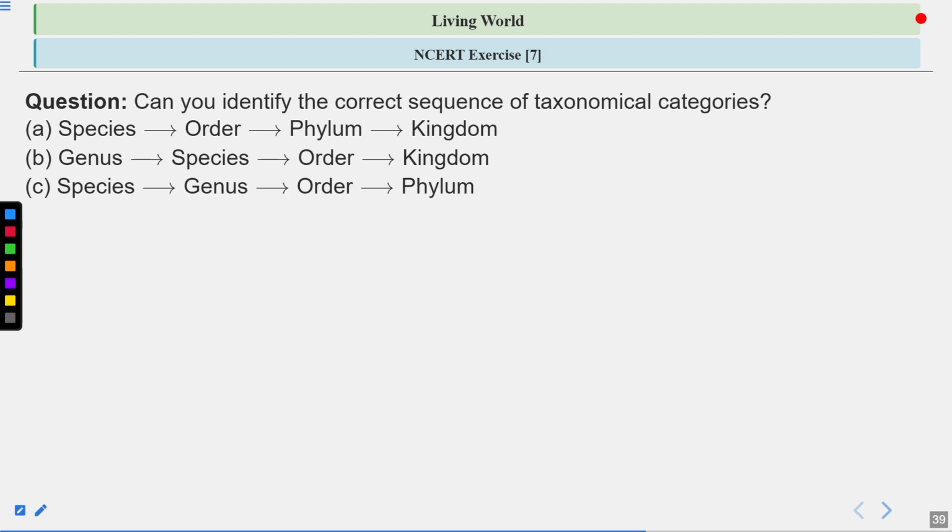Next question, can you identify the correct sequence of taxonomic categories? These are the three options that are given to you. You have to identify the correct sequence of the taxonomical category. Each one is a category here. What is the correct hierarchical sequence?